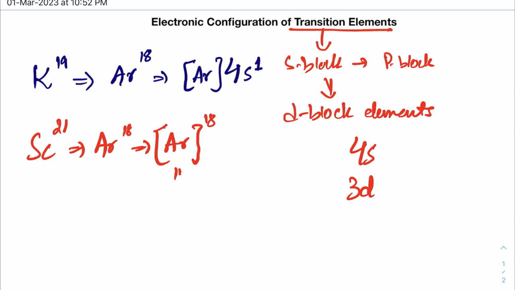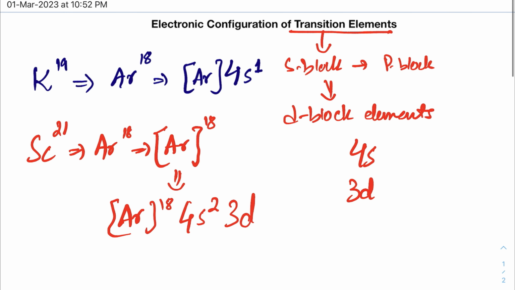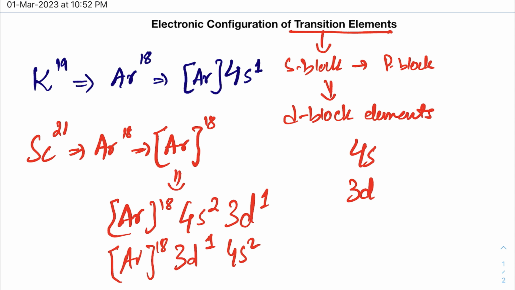So we are going to write it down like argon, 18, 4s2, because there are energy differences and they are not stable and they move into the D shell. That's why they are known as the D block elements. And then we can write it down in this way or this way: 3d1 and 4s2. So transition elements are the ones who are showing their transitional behavior between the S and the P block elements.